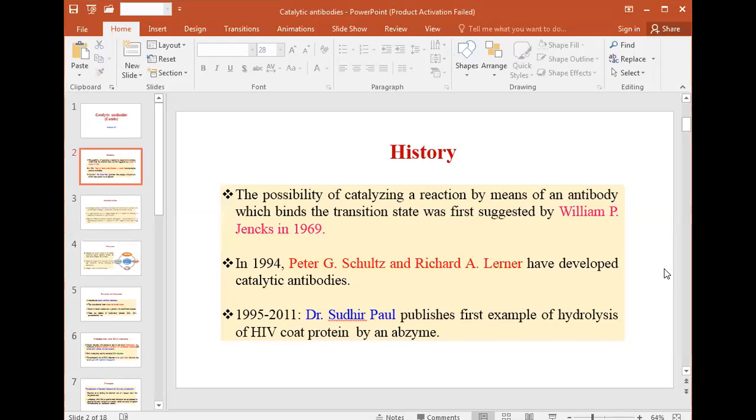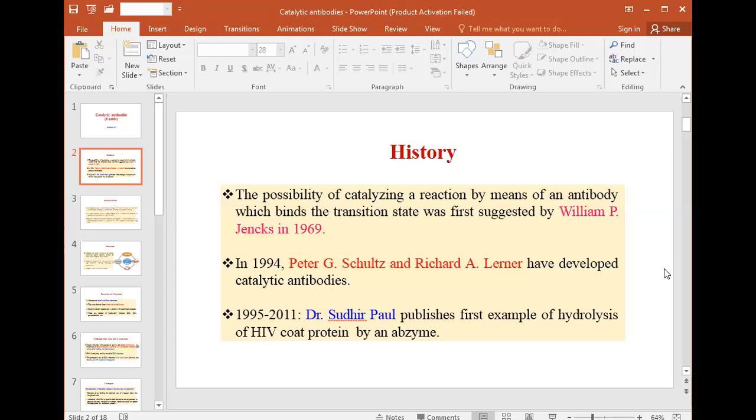So if I go to the history in brief about the production and discovery of catalytic antibodies, the concept of catalytic antibody was first suggested by William P. Jenks in 1969, and the possibility of catalyzing a reaction by using an antibody that binds to the transition state was first suggested by William Jenks.